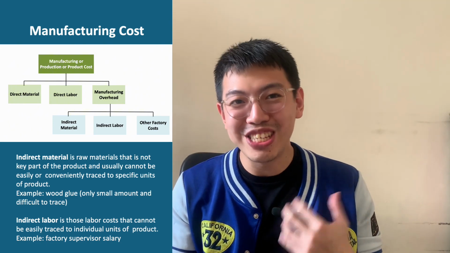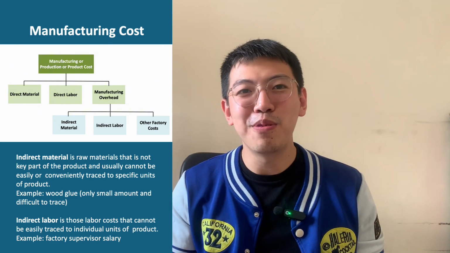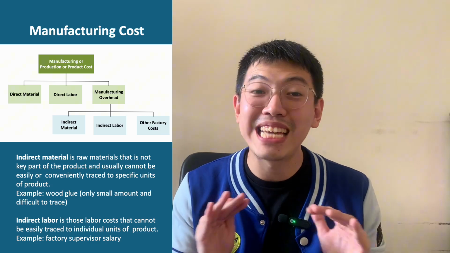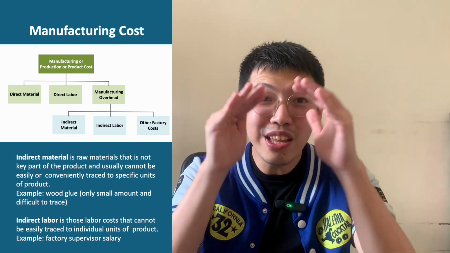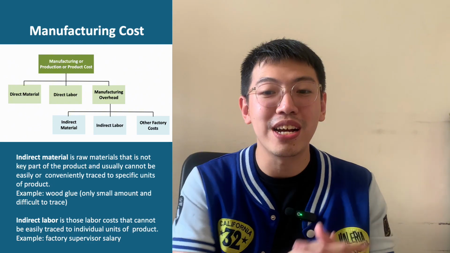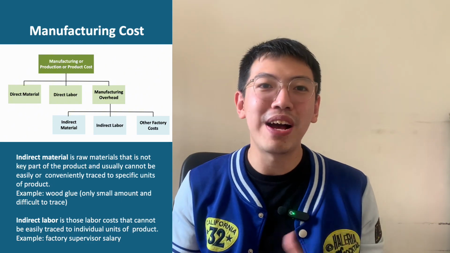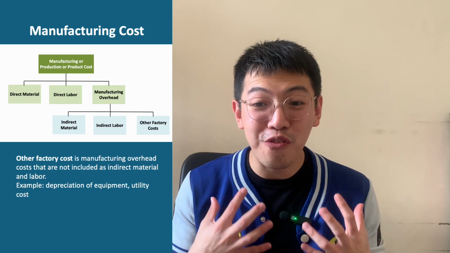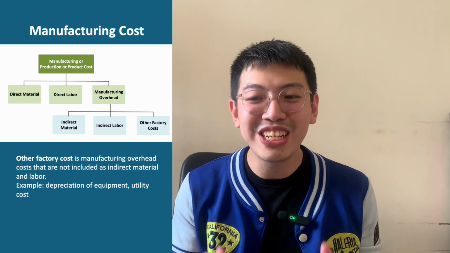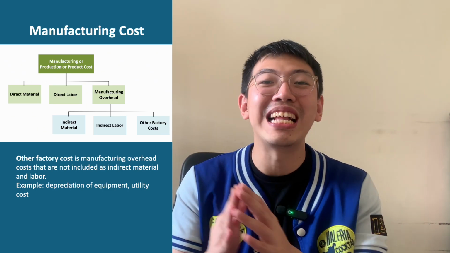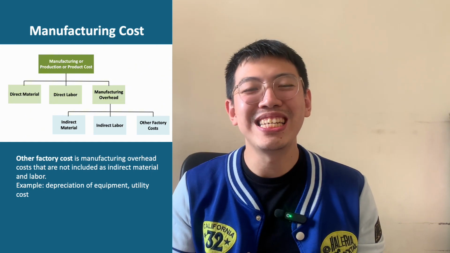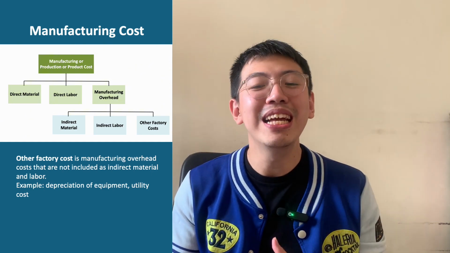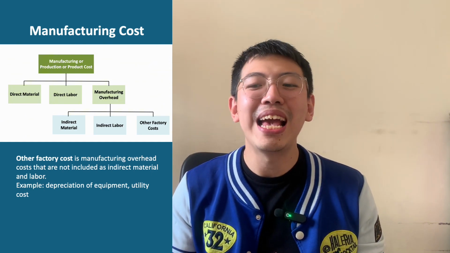The next one is indirect labor. Indirect labor is those labor costs that cannot be easily traced to an individual unit of a product. For example, factory supervisor salary. Other factory costs is manufacturing overhead costs that are not included as indirect materials and indirect labor, such as depreciation of equipment, utilities for the factory, and maintenance expense.